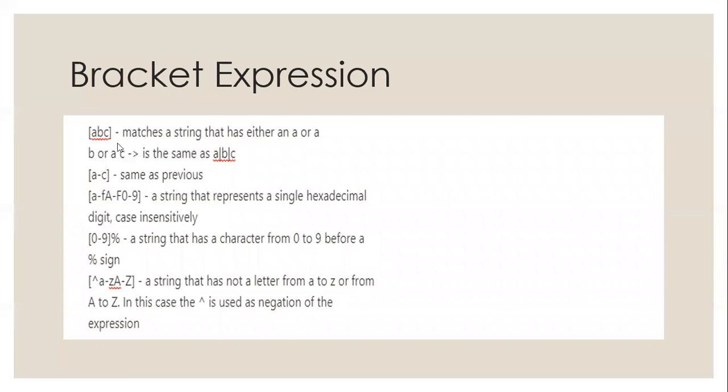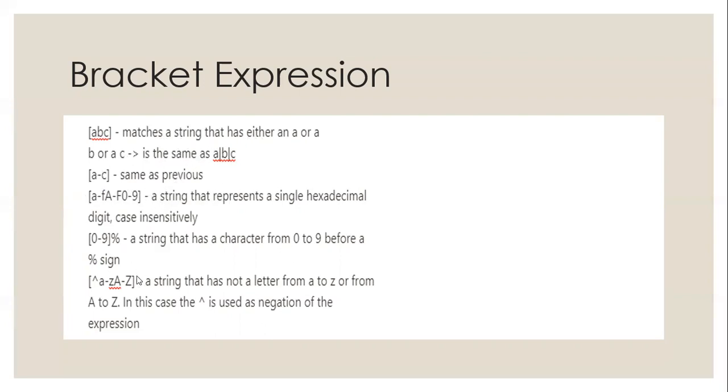Now the bracket expression, as we talked about, matches the strings which are inside these brackets. They match a string that has either A or B or C. The second example is also the same. The dash helps us specify the range, like the big bracket A dash C is closing of big bracket. Here the dash specifies the range and the big brackets are the grouping thing. So it also matches A, B or C.